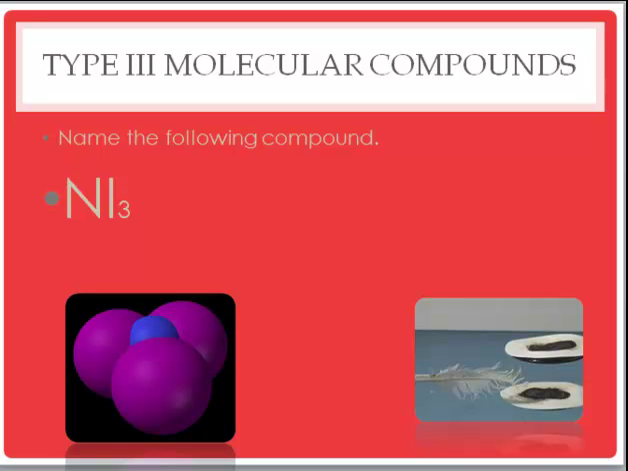Our last example is NI3. What's the name of NI3? Well, N is nitrogen, and 3 is tri, and iodide. So this becomes nitrogen triiodide. Nitrogen triiodide is unique because it is very explosive, and it will even be set off by the touch of a feather. And you can see in the picture to the right, they are touching it with a feather, trying to get it to ignite.